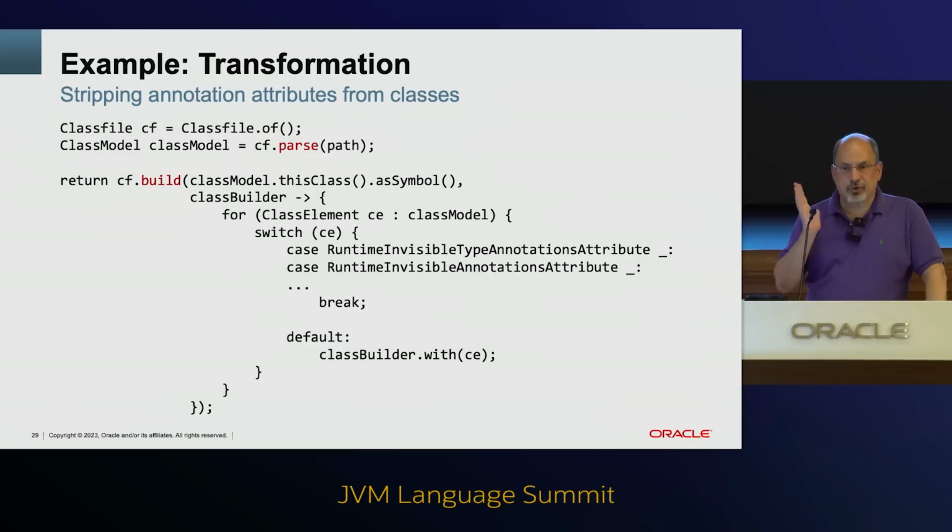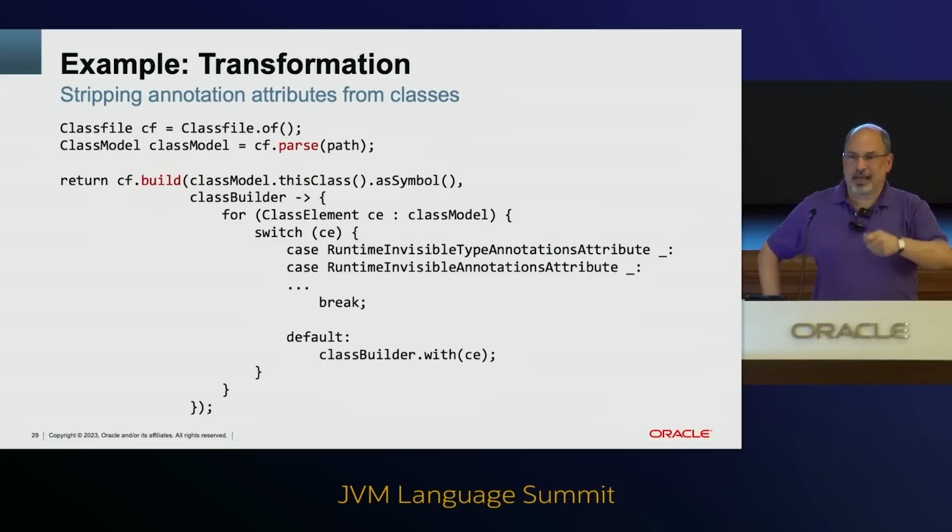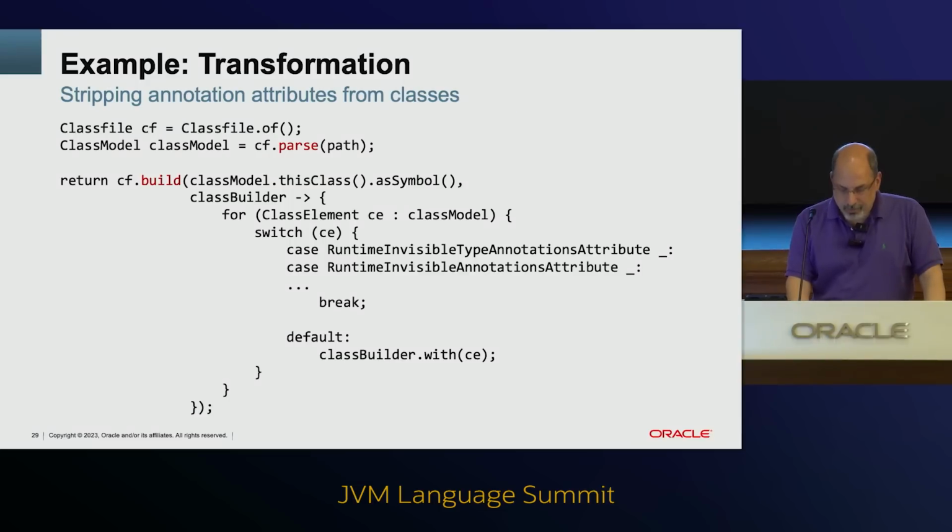So let's say I want to strip the annotation-related attributes out of a class file. So the way I might do that is say, okay, get me a class file handle, parse the class file into a class model, and now I'm going to build a new class file whose name is the same as the old class file, and then in the lambda that takes a builder, what's it going to do? It's going to iterate the elements of the original class, and it's going to look at each element and say, are you one of the bad attributes? If so, I'm going to do nothing with that. Otherwise, I'm just going to hand that element to the builder. And so what that does is create a new copy of the class file, except with those attributes removed. And that's really easy, and it's reasonably efficient, but we can do better.